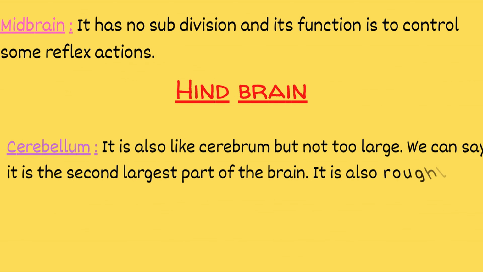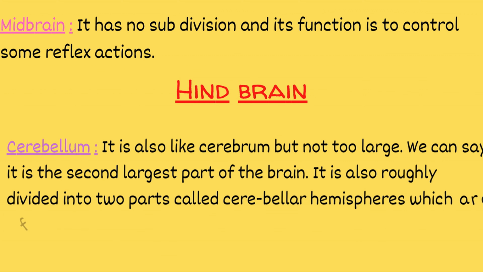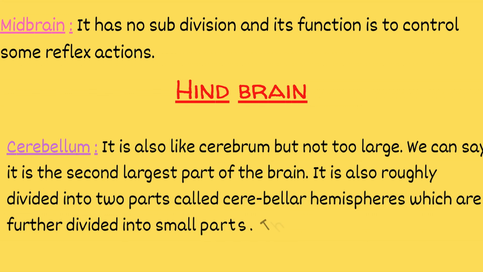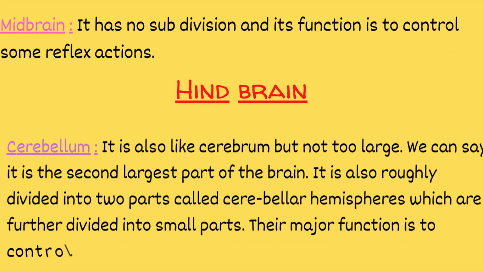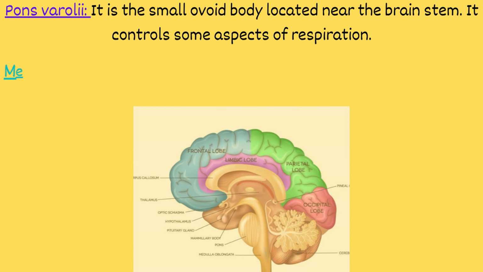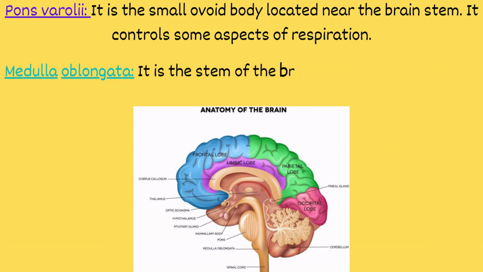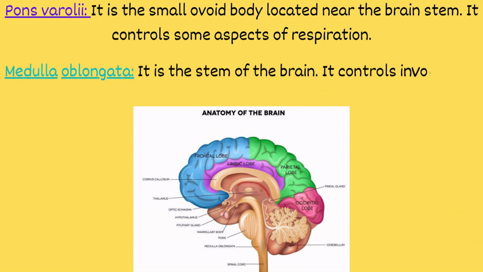Hindbrain. Cerebellum is also like the cerebrum but not too large. We can say it is the second largest part of the brain. It is also roughly divided into two parts called cerebellar hemispheres, which are further divided into small parts. Their major function is to control body movements and posture. Pons Varolii is a small ovoid body located near the brain stem. It controls some aspects of respiration.